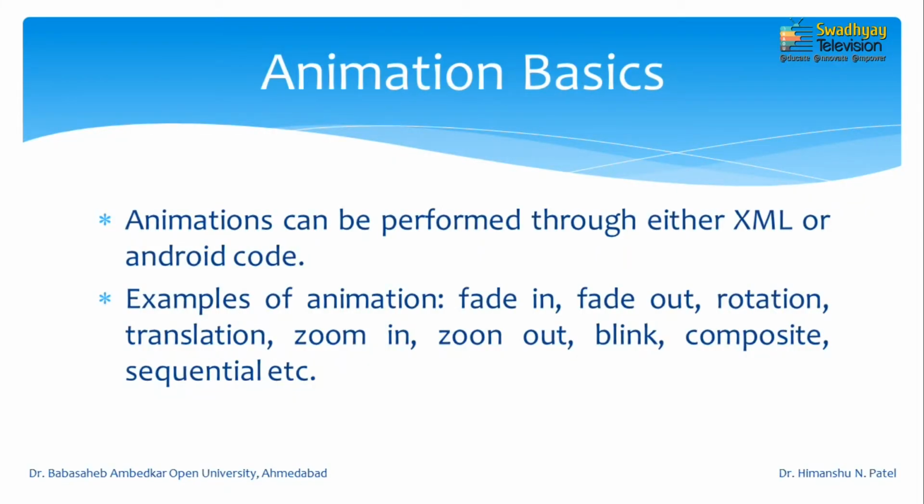Animation can be performed through either XML or Android code, but we will learn about defining animation inside XML only. There are different types of animation you can create. Some examples of animation include fade in, fade out, rotation, translation, zoom in, zoom out, blink, composite, which means multiple animations simultaneously applied to a user interface element, and sequential. That means, you can apply any combination of these animations one by one or one after another.